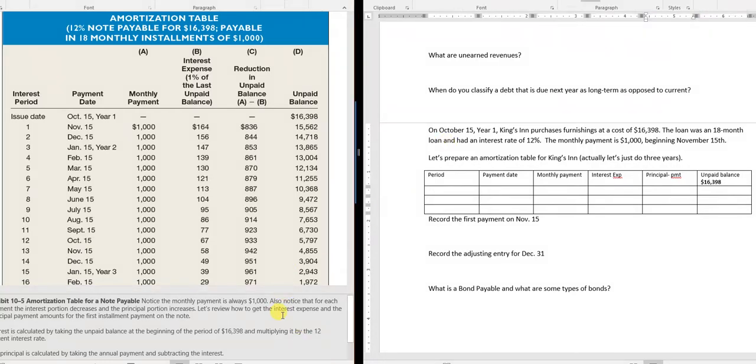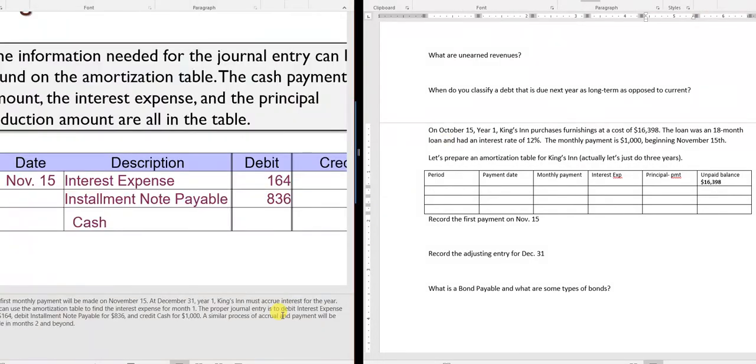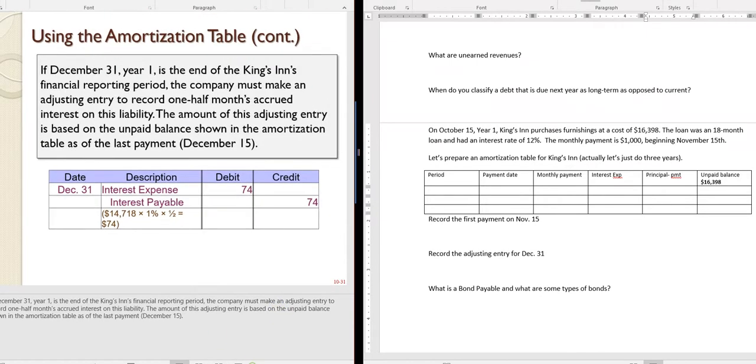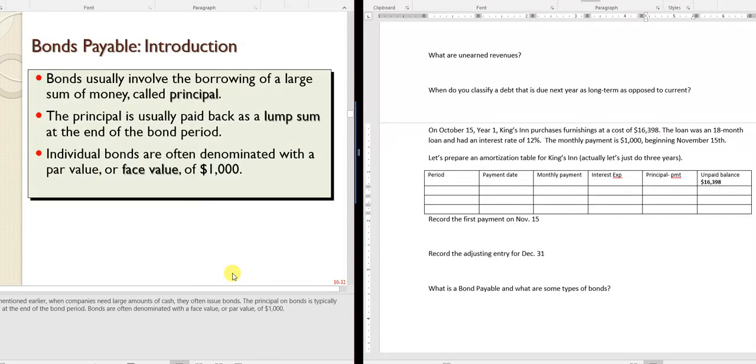Okay, but remember I'm not paying it on December 31st. So what happens is I have interest expense of 74, so 14,718 times 12% times 1/12 times 1/2 is $74. Or again, you could have just divided the other one in half and got about the same number. But since I'm not paying it yet, it'll be 74. And then when I actually pay, I don't think they make it here.